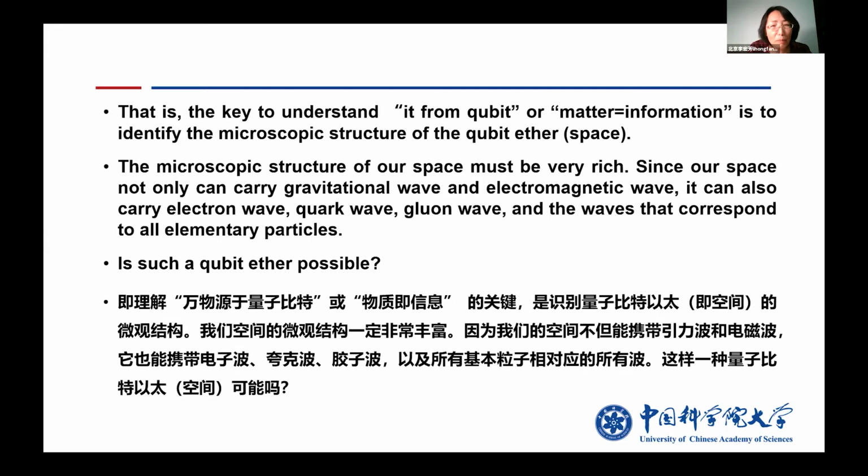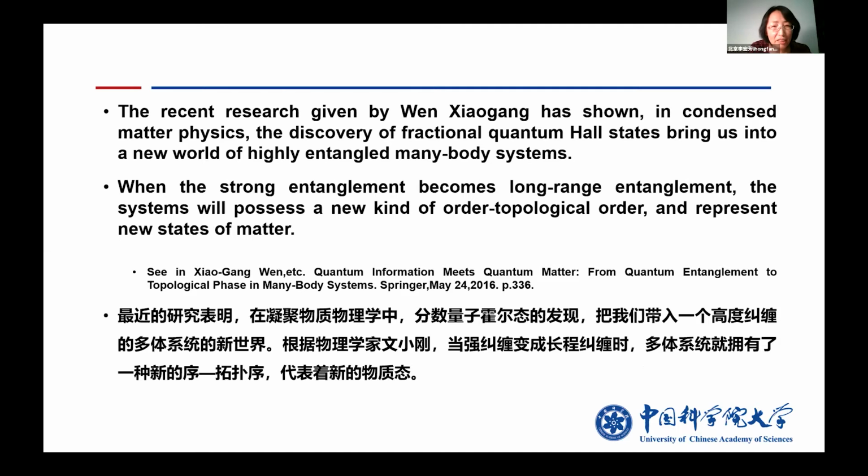The key to identifying it from qubit, or matter equals information, is to identify the microscopic structure of the qubit ether. The microscopic structure of our space must be very rich, since our space can carry not only gravitational waves and electromagnetic waves, but also electron waves, quark waves, gluon waves, and waves corresponding to elementary particles. Is such a qubit ether possible? Recent research by Wen Xiaogang has shown that in condensed matter physics, the discovery of the fractional quantum Hall state brings us into a new world of highly entangled many-body states.